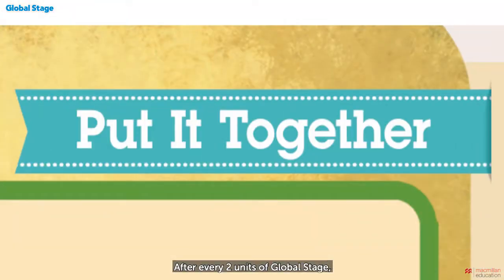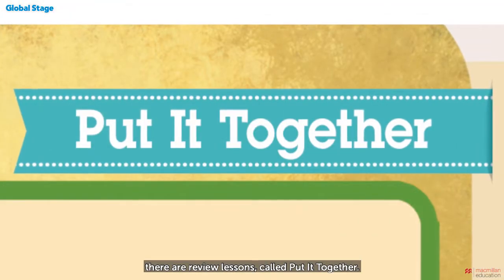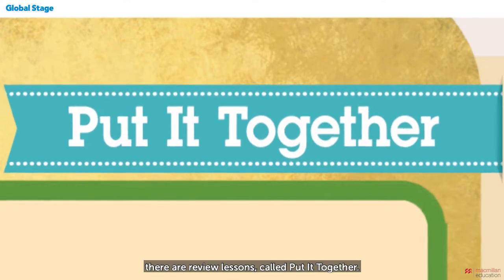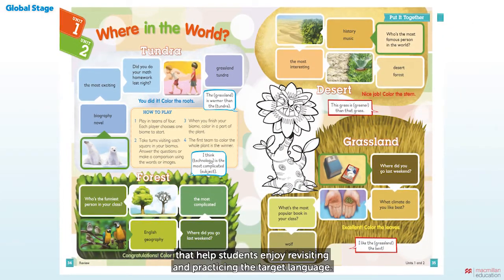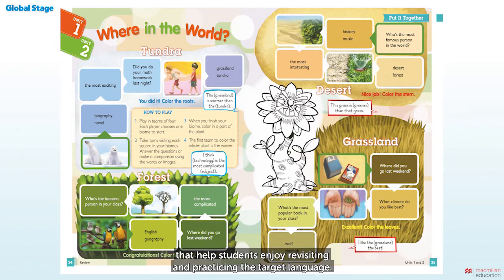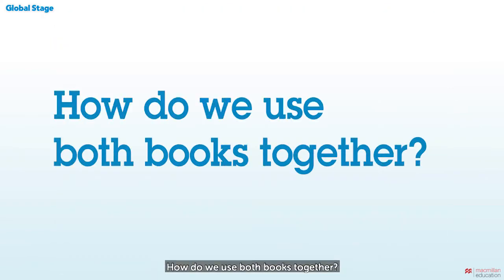After every 2 units of Global Stage, there are review lessons called Put It Together. These are communicative games that help students enjoy revisiting and practicing the target language. How do we use both books together?